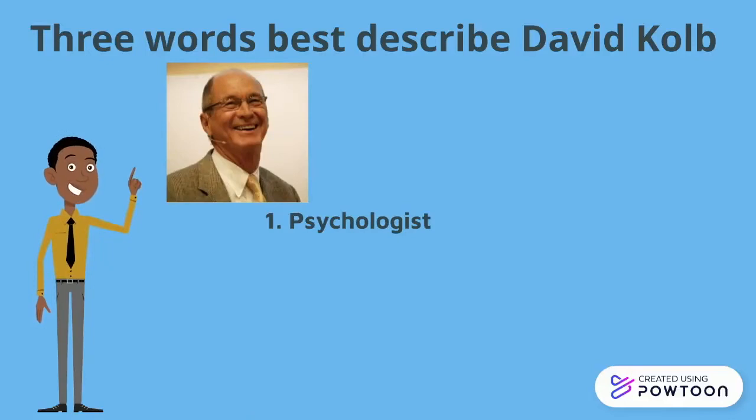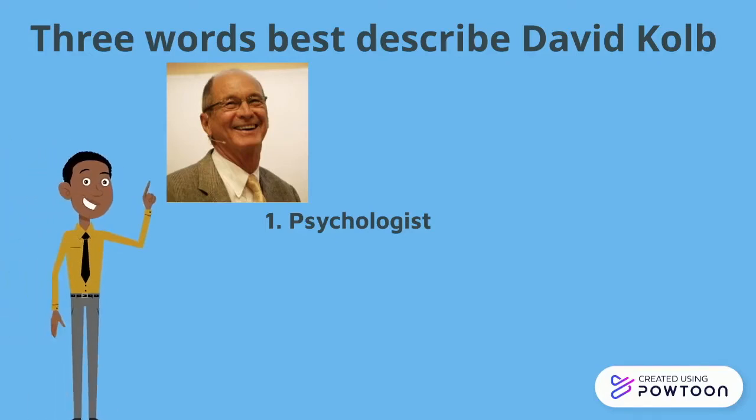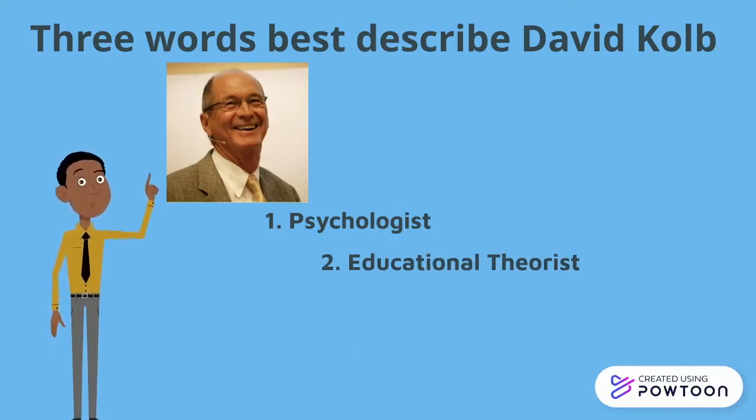David has a Bachelor of Arts in Psychology with a minor in Philosophy and Religion from Knox College in 1961. Kolb earned his Master of Arts from Harvard in 1964 and his PhD in Social Psychology also from Harvard in 1967. Number 2, educational theorist. In 2008, David A. Kolb received the Educational Pioneers of the Year Award with Alice Kolb from the National Society of Experiential Education. Number 3, brain.